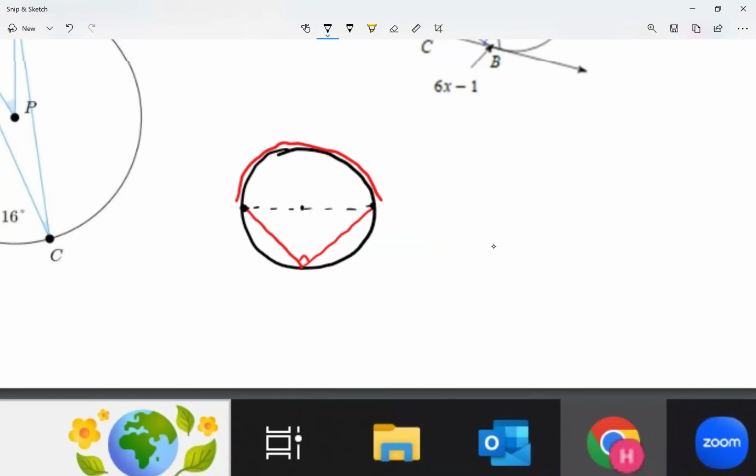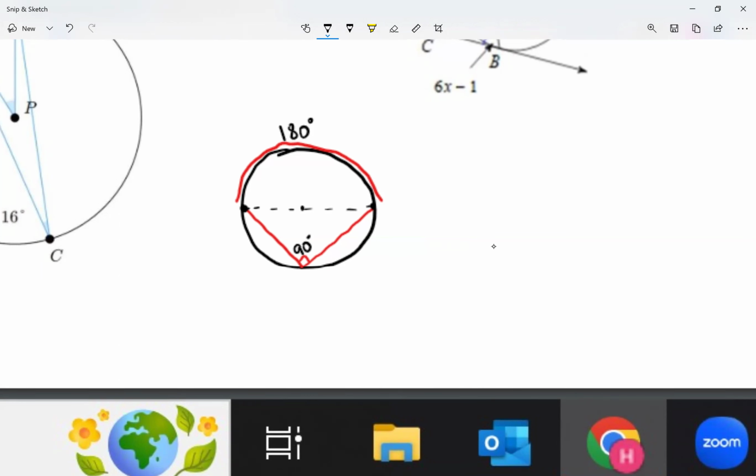If I was to connect those 2 points, remember this is 90, it actually creates a diameter. Pretty cool thing. It creates a diameter. Now remember how a diameter cuts the circle in half. So I'm going to say this arc right here, it is 180 degrees.